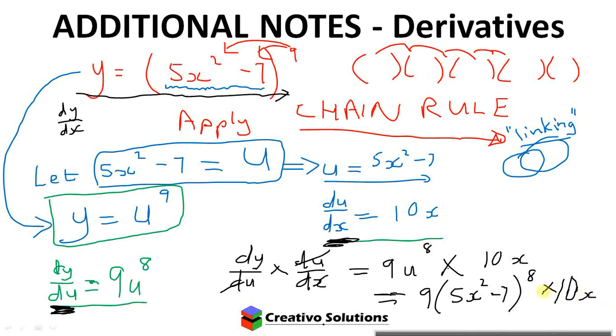Right, so can I simplify that? Yes, I can. If I multiply 10x into that, I'm going to get a final answer of 90x, bracket 5x squared minus 7 to the power 8. And that's the derivative, dy over dx.